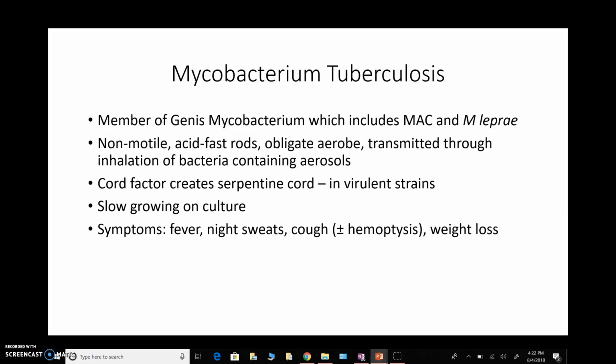Symptoms are fairly nonspecific, with fevers and night sweats and weight loss. Cough as well. In the vignette, if they're giving you an easy answer, they're going to include hemoptysis, but you can have tuberculosis without hemoptysis, so just keep that in mind.